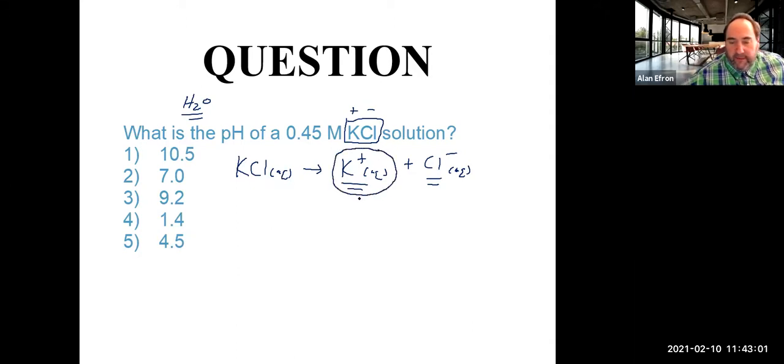First off, potassium is group 1, and group 1 is a neutral salt. It will not really react with anything. So we don't have to worry about that because it's neutral.